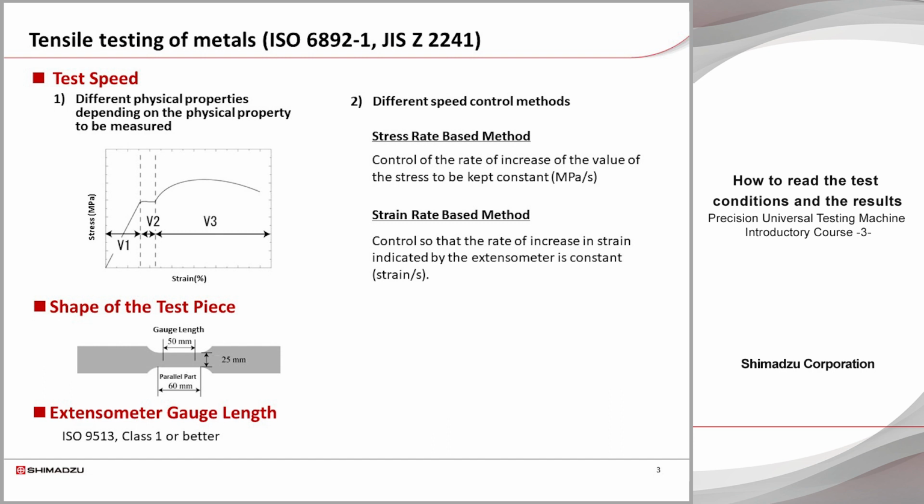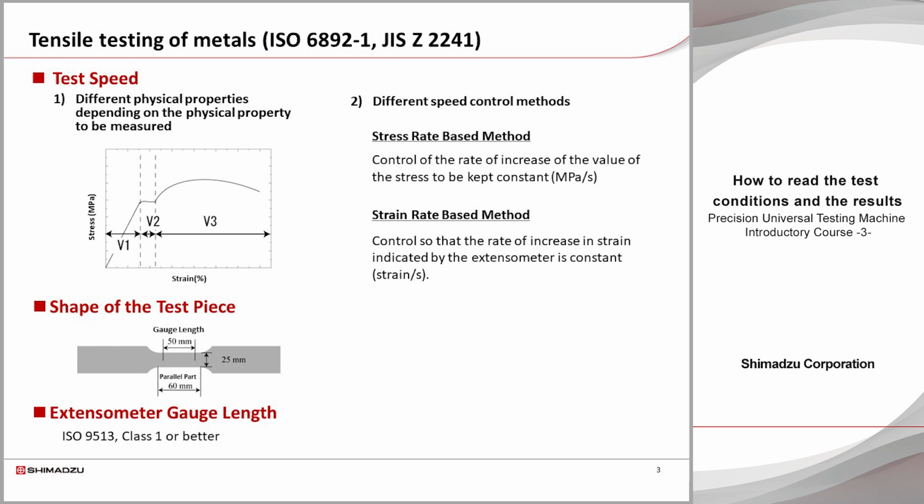Stress rate control is a control method where the rate of increase of the stress applied to the test piece is constant, while strain rate control is a control method where the rate of increase of the extensometer strain applied to the test piece is constant. These should be selected according to the physical properties to be determined and the instrument configuration used.